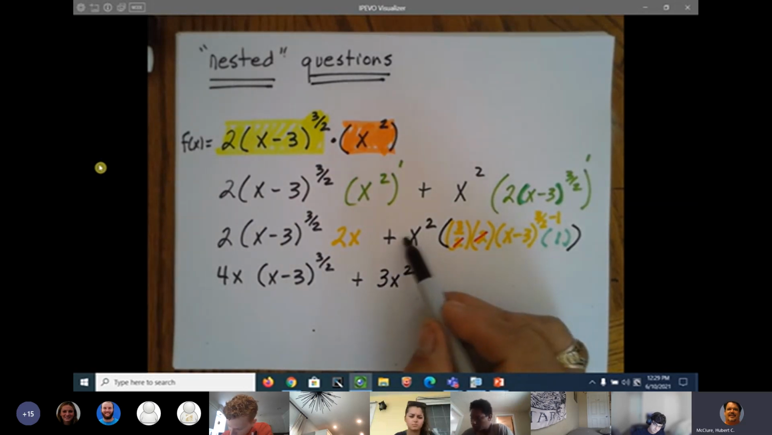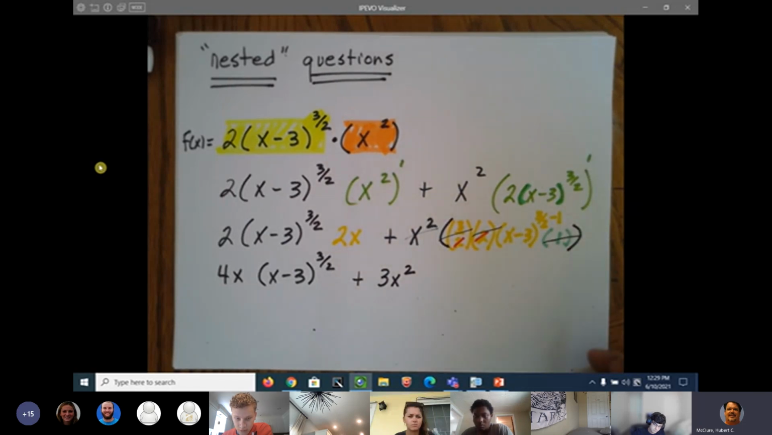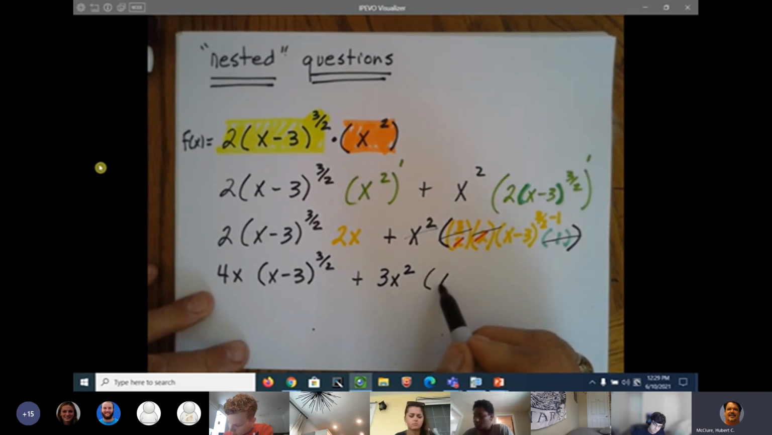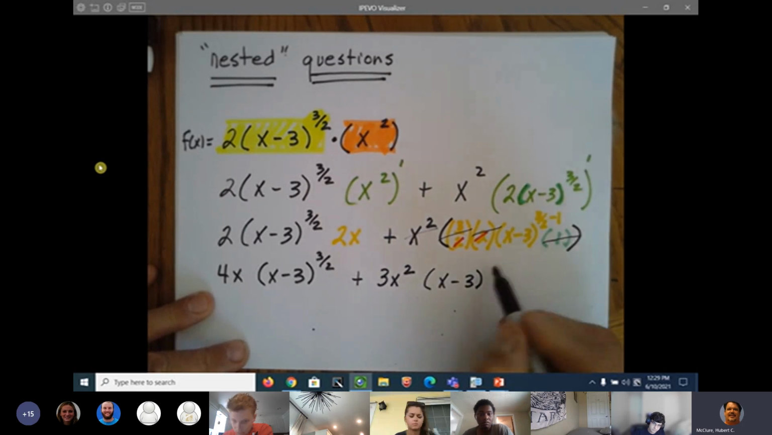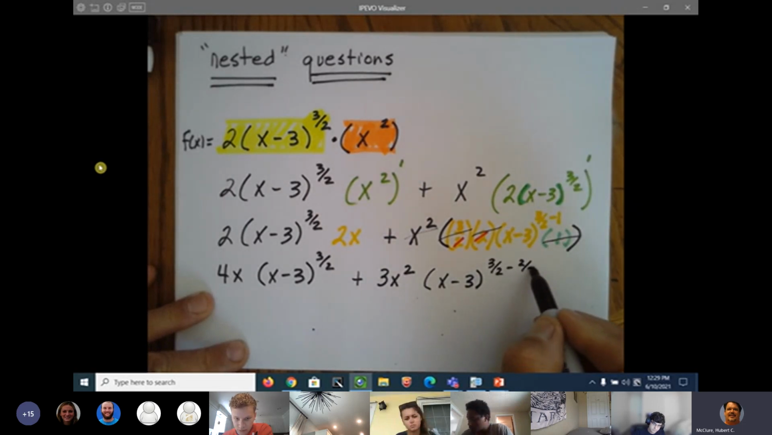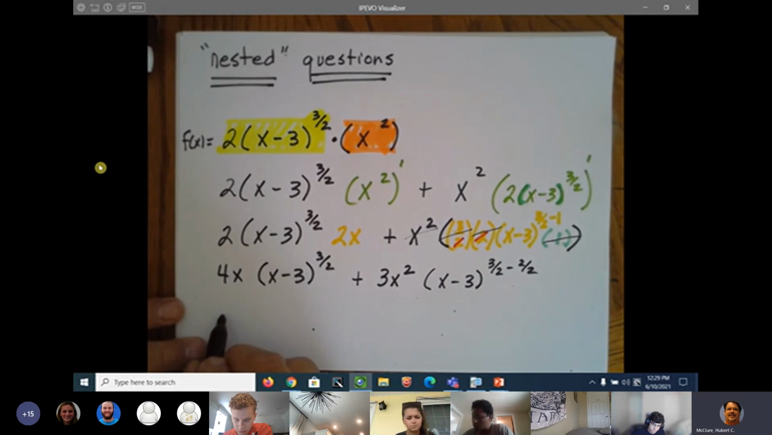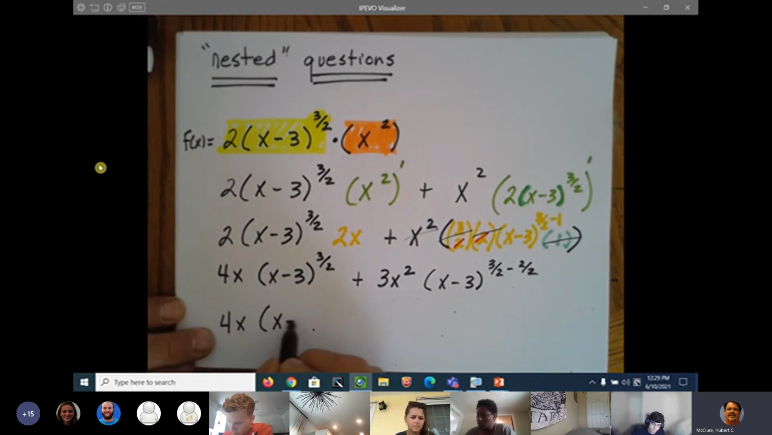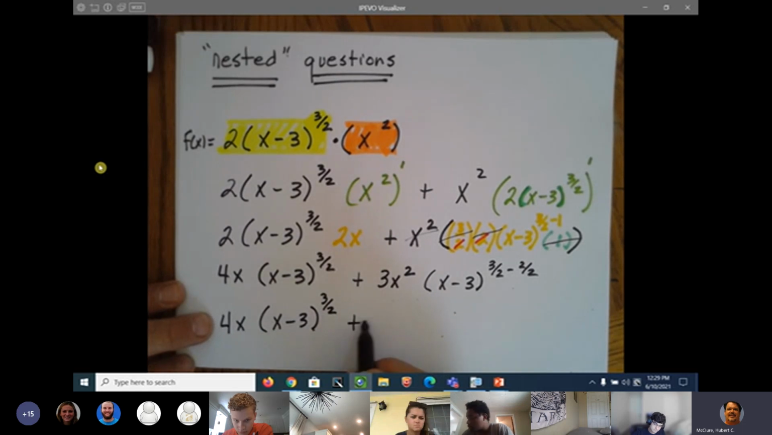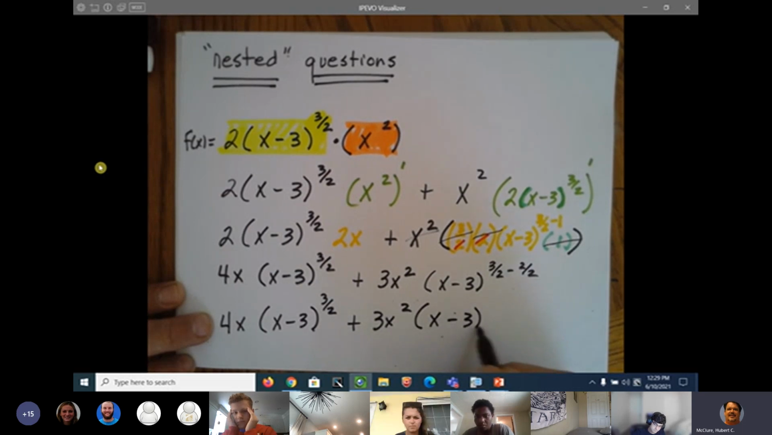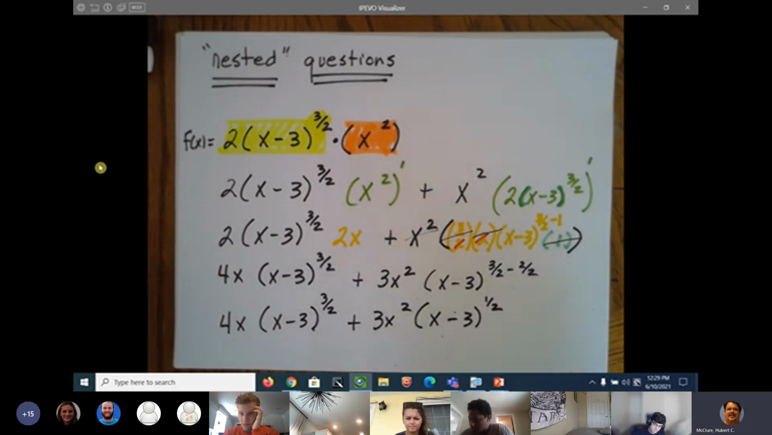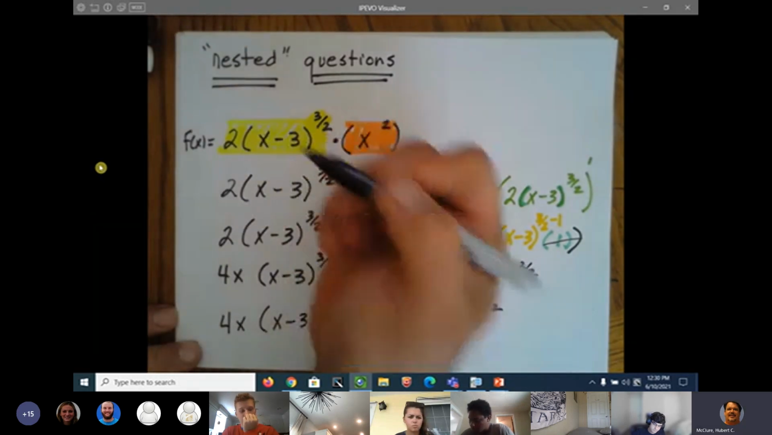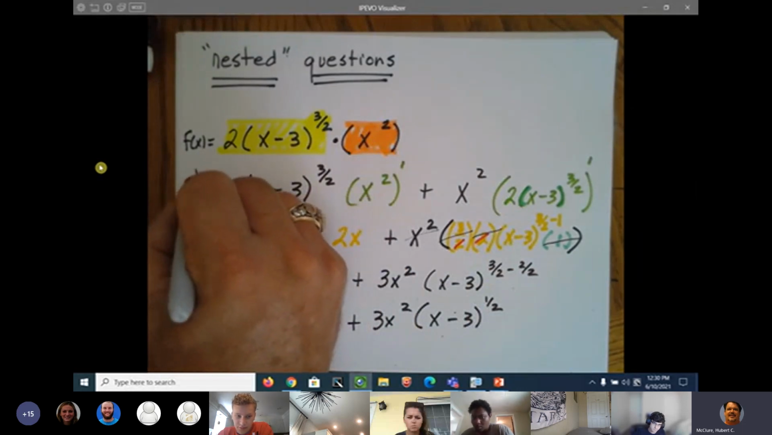And then that takes care of this, that, and that. So we're left with x minus 3 and 3 halves minus 2 halves. And so we've got 4x times x minus 3 to the 3 halves plus 3x squared times x minus 3 to the what? 1/2. And that's f prime of x, sorry.